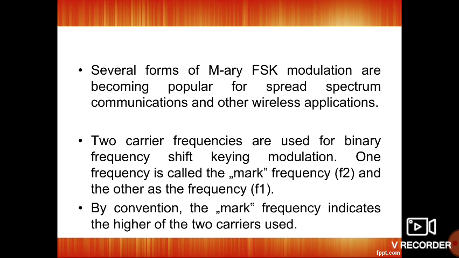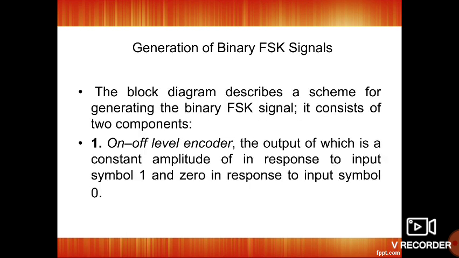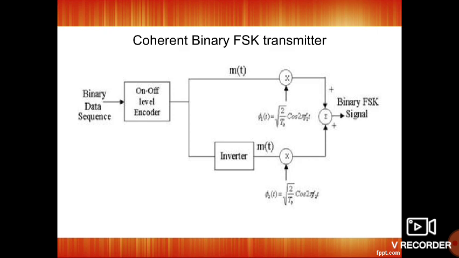So, two carrier frequencies are used here in frequency shift keying modulation. One frequency is denoted as F2, and another frequency is noted as F1. The generation of the FSK system includes the transmitter. In this transmitter, the input is given to a serial to parallel converter, followed by an n-bit digital to analog converter and frequency modulator. The block diagram represents the coherent binary FSK transmitter.